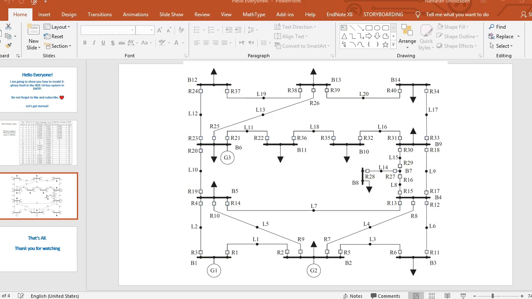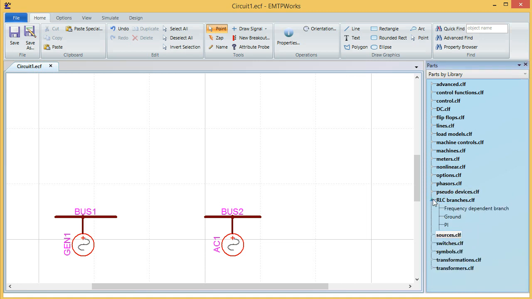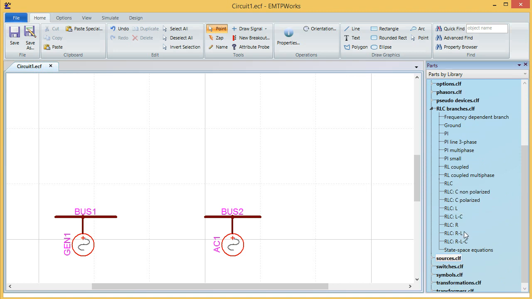Okay, so let's have a look at the original structure. Okay, there is the first bus, there is the second bus, and they are connected by a line, by line 1. So let's just draw line 1. I'm going to connect them to their buses. So for lines, I'm going to use the RL branch.